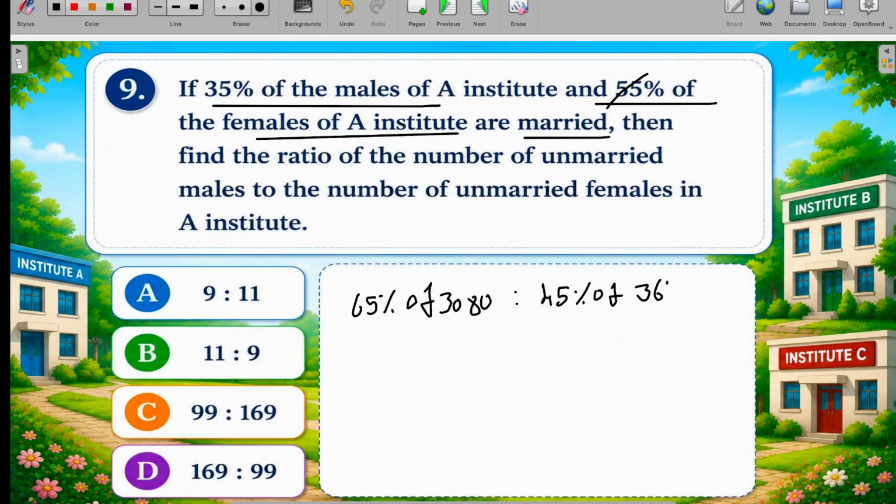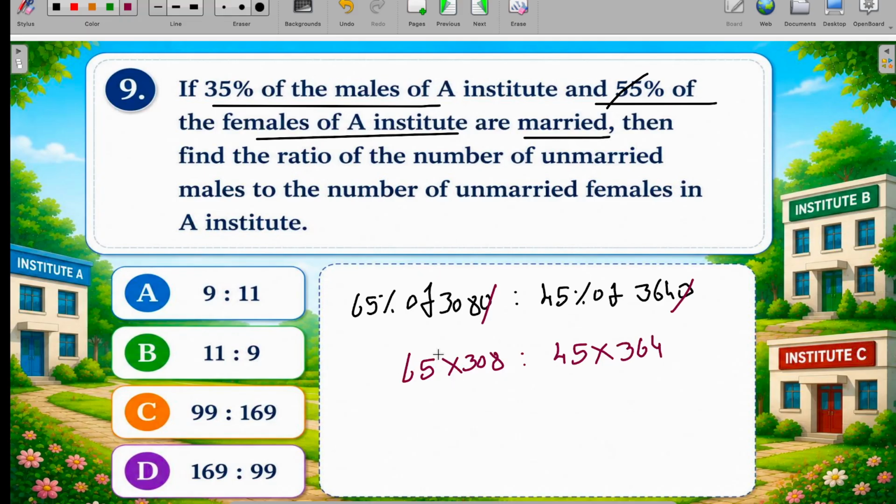3640. If you solve this equation, the percentage zeros get cancelled, so 308 and this number if you multiply, you will get it. But let's solve it, no problem. 65 into 308, 45 into 364.